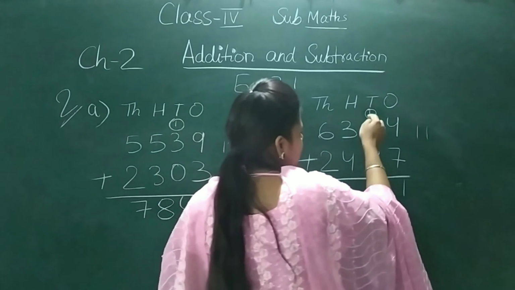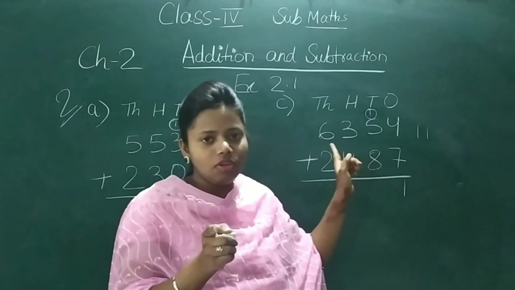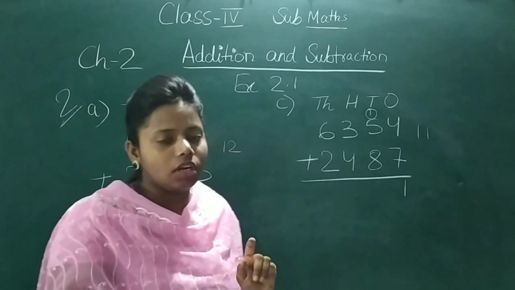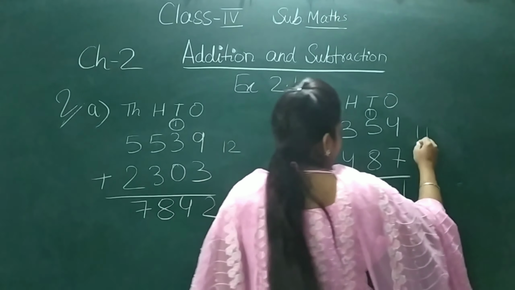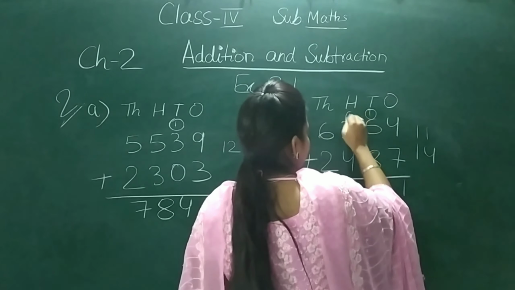5 plus 8 is 13, and we are going to add this carry. So 13 we got. 13 plus 1 is 14. How much? 14. So 14, that means 4 will be written down and 1 will be carried.